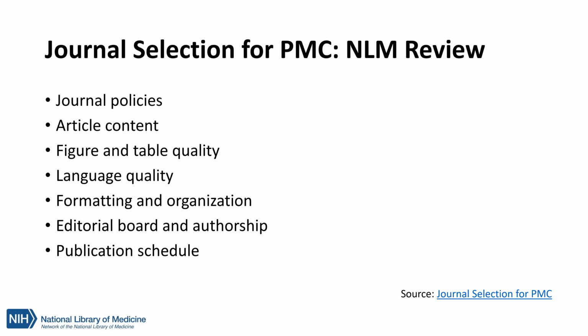When the National Library of Medicine receives a request to include a journal in PMC, they review the journal's policies, they look at the article content for scientific rigor, they review the quality of the writing, the formatting, and the organization. Again, they look at the editorial board and the authors to make sure that they're qualified to be publishing within the field. And importantly, they look at the publication schedule to make sure that that's consistent and reliable.